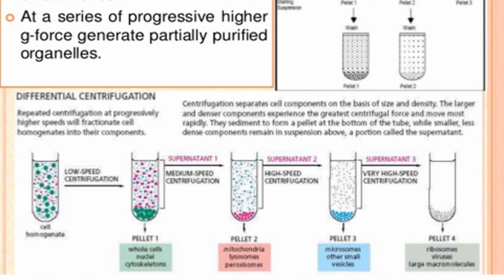So as we centrifuge with successively higher speed and longer time, here the time and speed are low. Here the time and speed, compared to this, are greater, and the last is with very high speed and very high time. This is differential centrifugation.